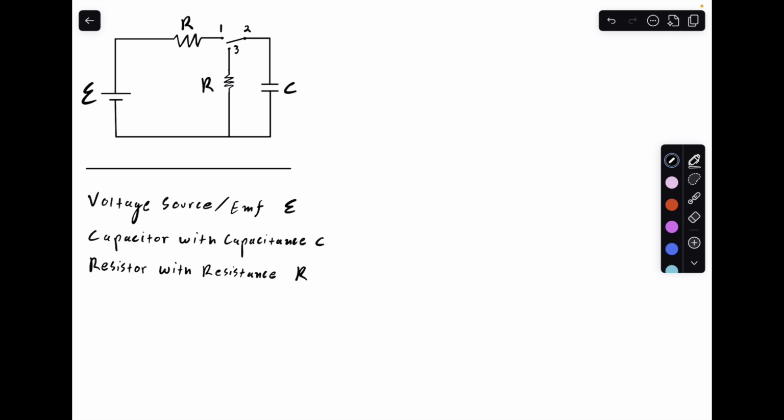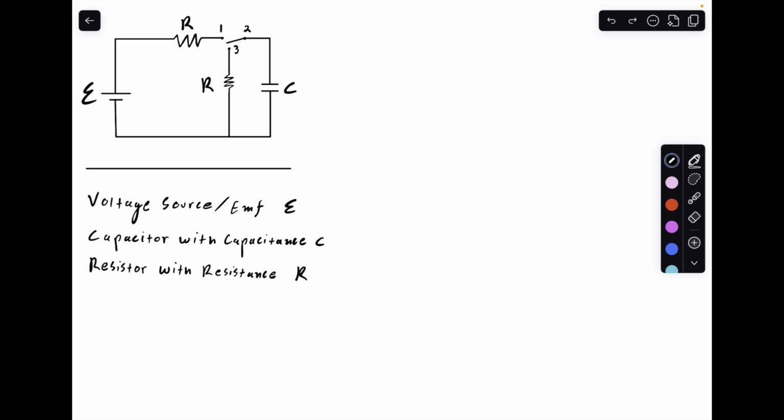This circuit has a voltage source slash EMF slash battery epsilon, right? We see that here on the left. It has a capacitor with capacitance C. We see that here on the right. And it has a resistor with resistance R, which we see on the top, right? So now looking at the circuit, you might say that it's incomplete and there's no current flowing through it, right? And you'd be absolutely right.